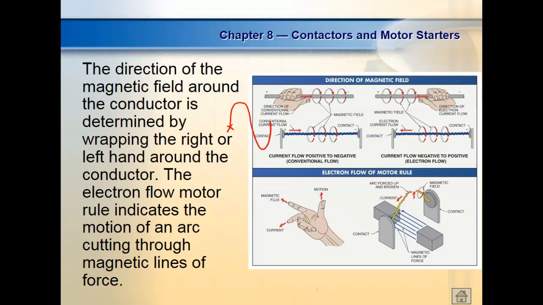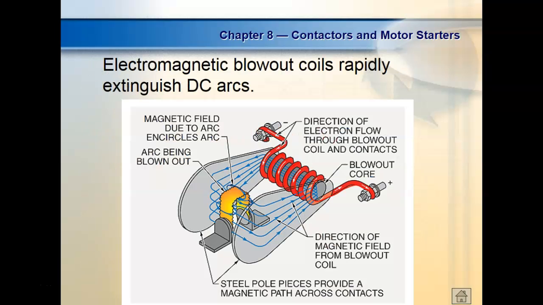So the problem we have with DC: AC is self-extinguishing, so it's hard to maintain an AC arc. I'm not saying you can't. If it gets close enough, it will. But AC is self-extinguishing because it goes to zero 120 times a second. DC does not. So for high-powered DC contacts, they had to come up with a method where they could literally blow the arc out. So big DC contactors have what we call a blowout coil.